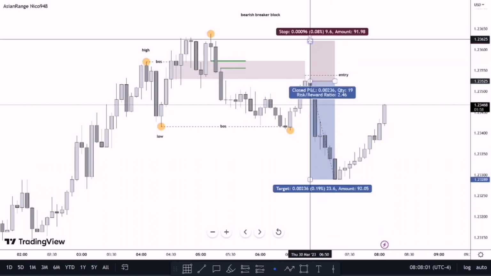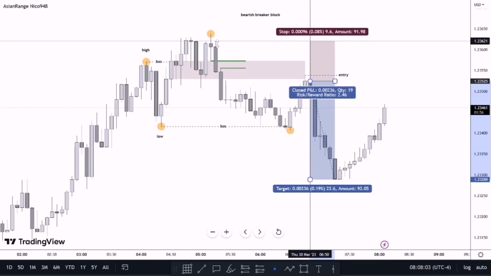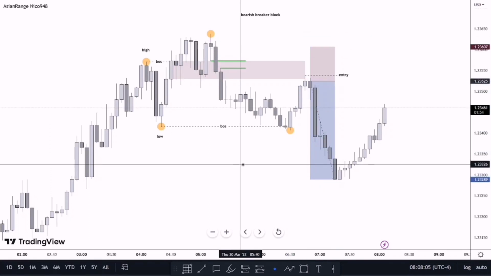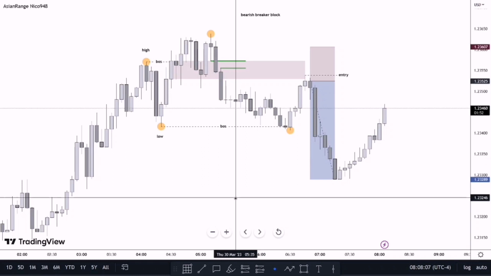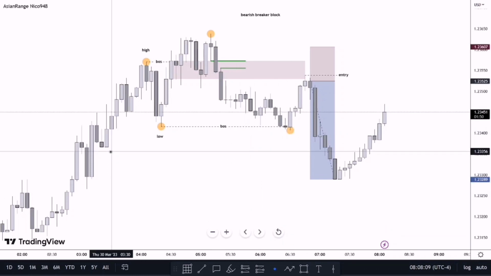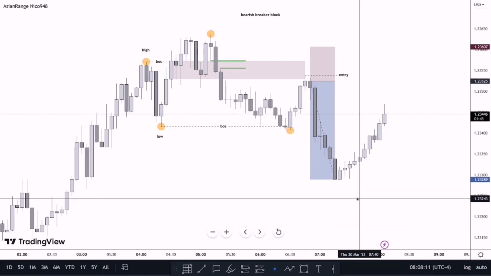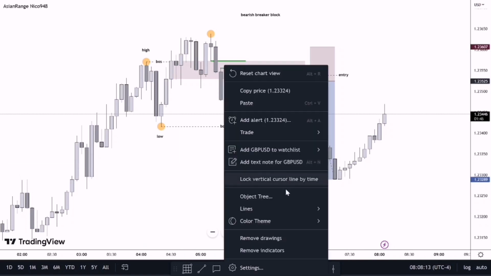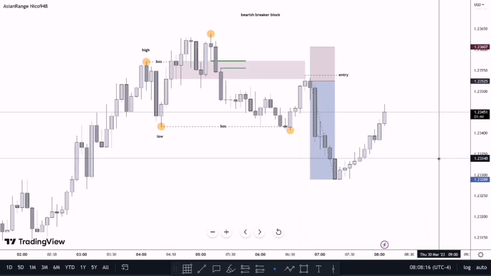So stop loss will be off the high of the wick or the body, whichever suits you depending on your stop loss. And then from there we just target the lows. All the lows here. So that's the example of a bearish breaker block.